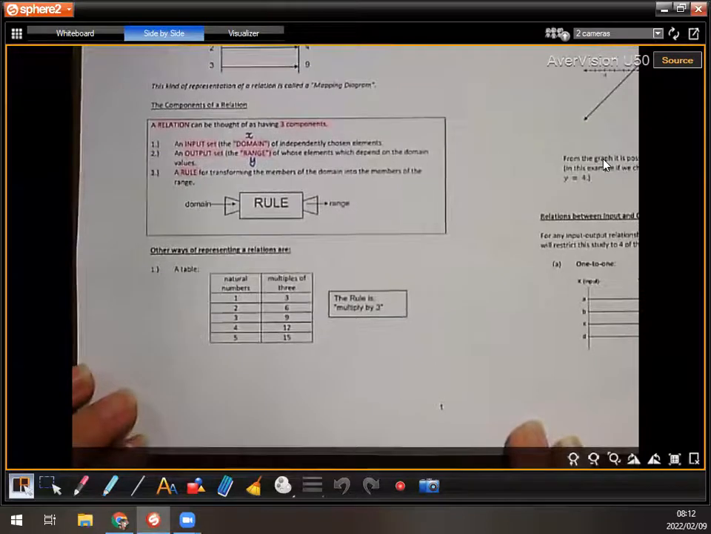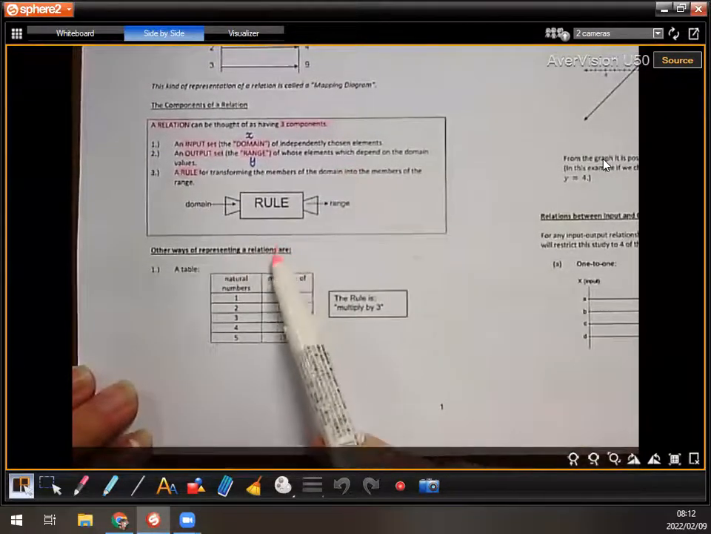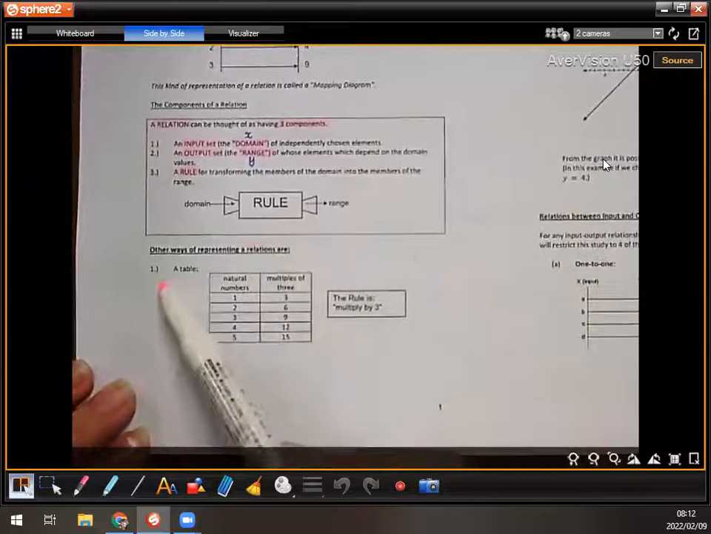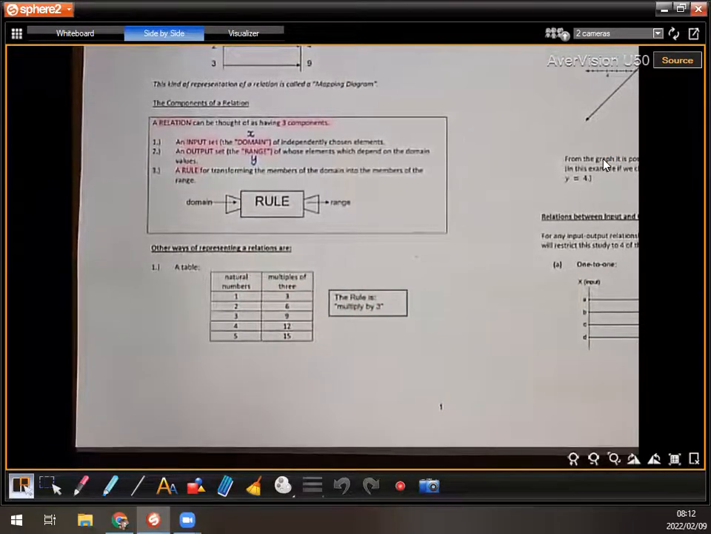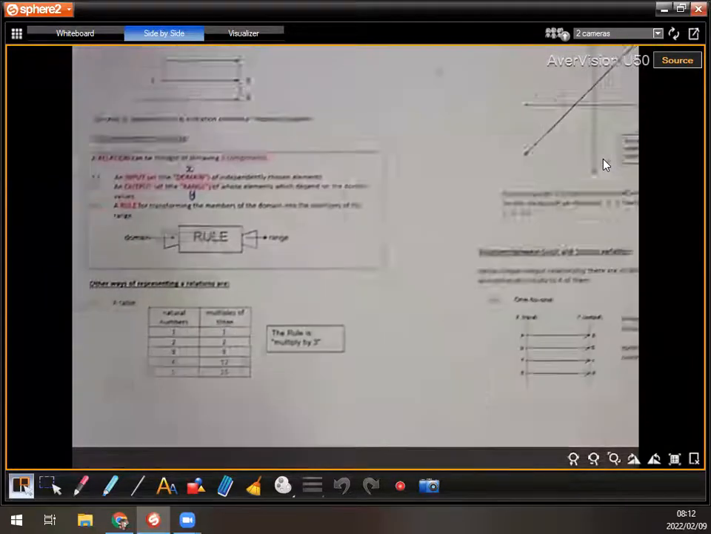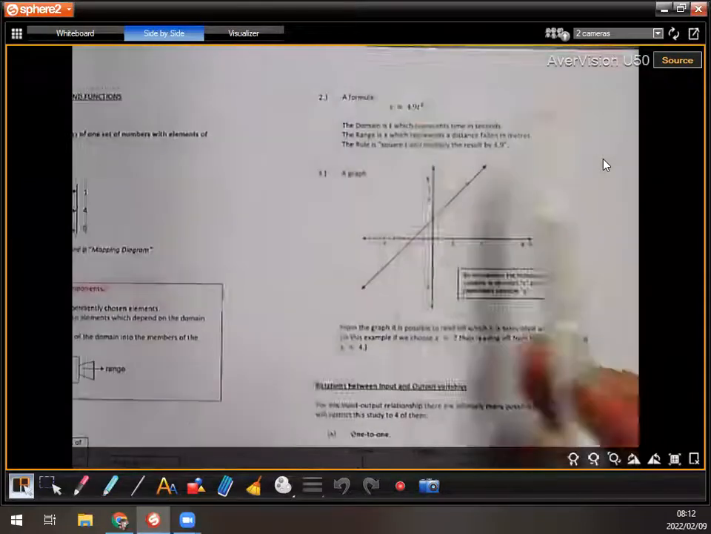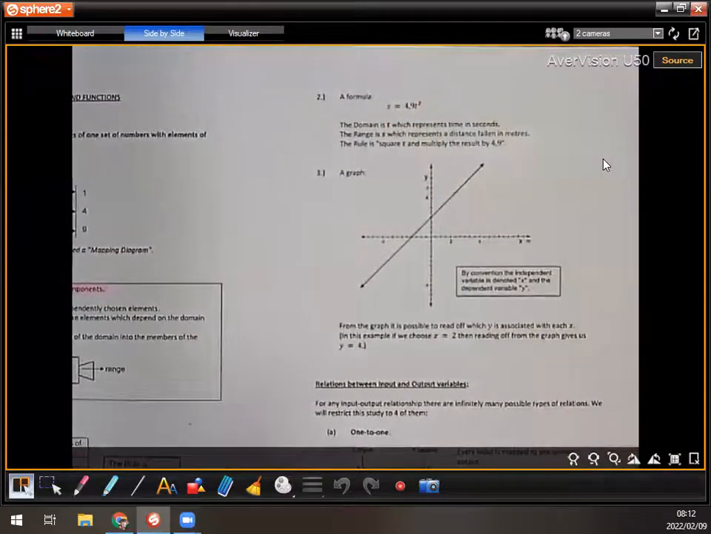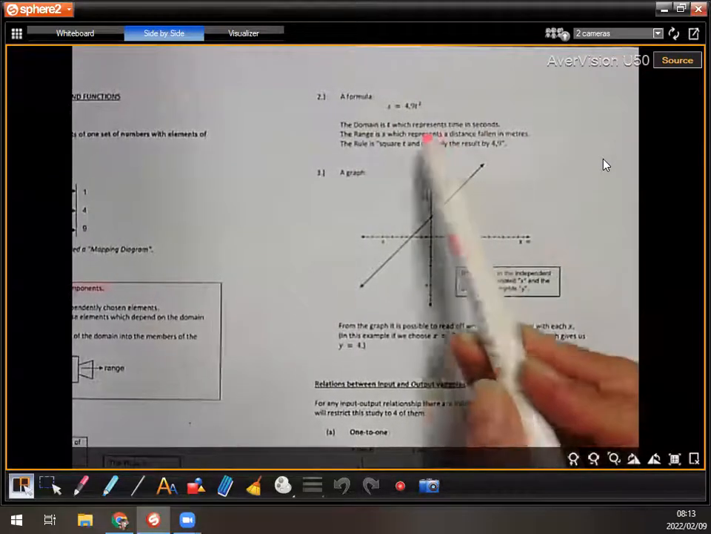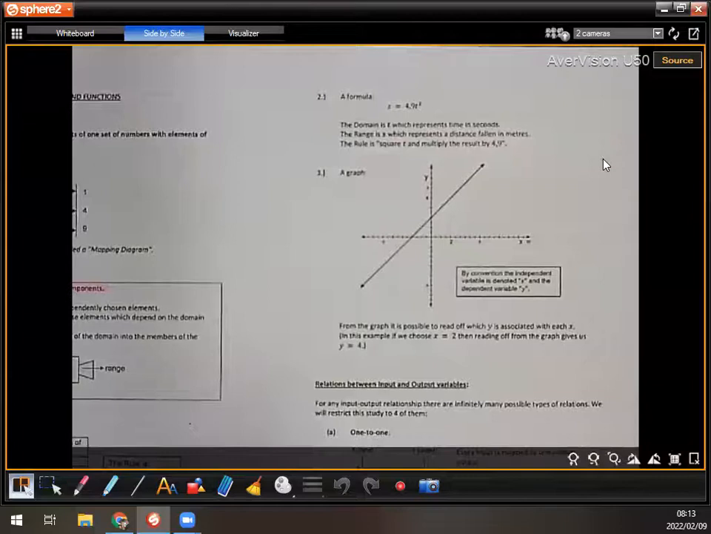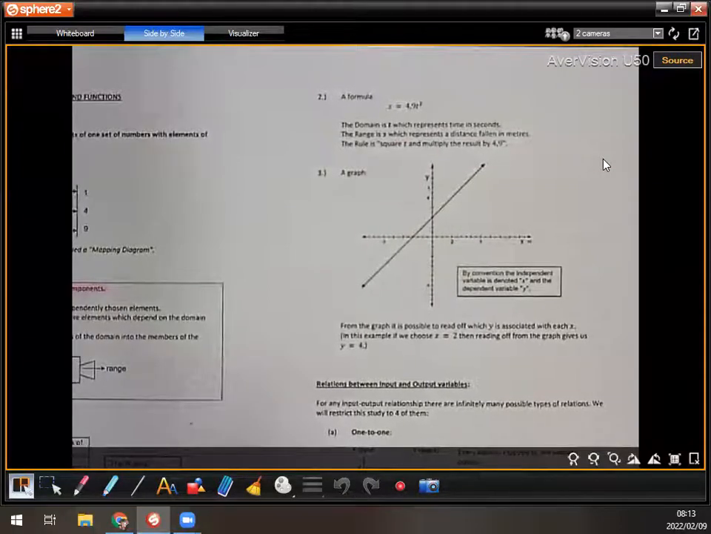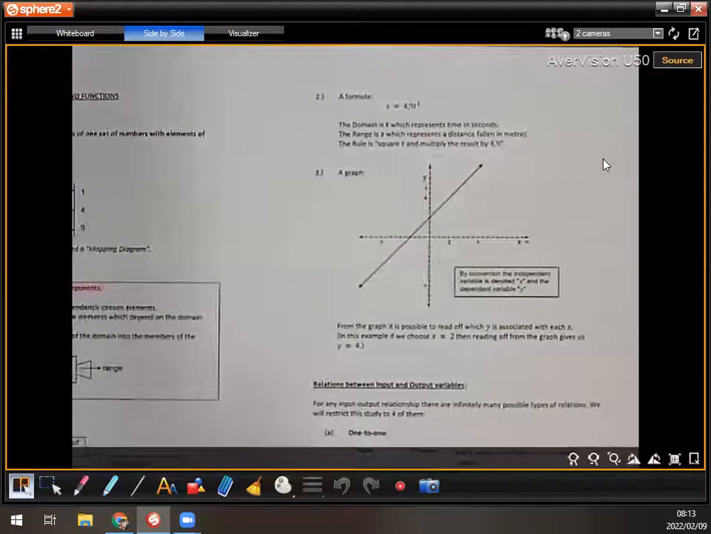Now they're just showing here other ways of representing a relation. You have a table, so if you have natural numbers and then multiply with 3, the rule would be multiplied by 3. You don't really need to know this, it's just tying different areas of work that we've done before together. Then you can have a formula, for example, here x equals 4,9 times t squared, or like I just said, y equals 2x plus 1, that's a formula. And then a graph as well, like we just said for a straight line. It's a way of graphically representing the relationship between an input and an output value.